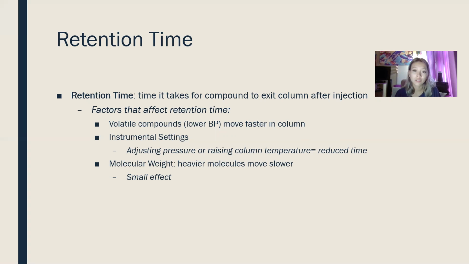So, factors that affect retention time. Compounds with lower boiling points will move faster in the column, because they're going to boil a lot faster than non-volatile compounds. Instrumental settings can also affect retention time. We really couldn't do this, but you could adjust the pressure or raise the column temperature if possible, and that can reduce the time as well. And then the molecular weight of a compound: heavier molecules move slower in the column, but that provides only a small effect.